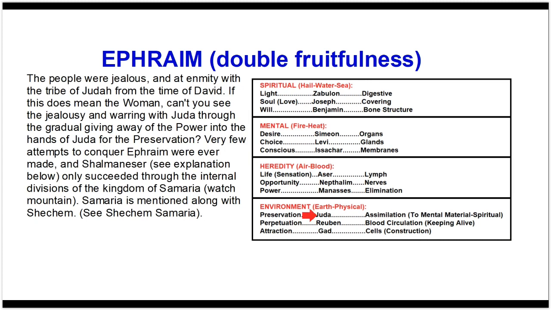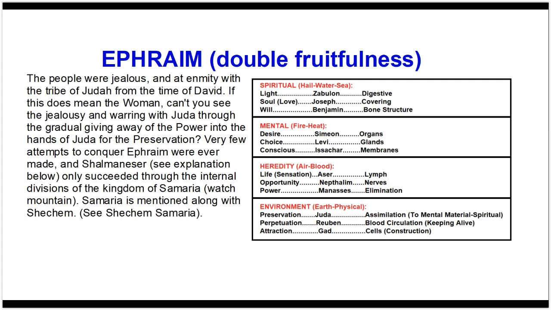The people were jealous, and at enmity with the tribe of Judah from the time of David. If this does mean the woman, can't you see the jealousy and warring with Judah through the gradual giving away of the power into the hands of Judah for the preservation? Very few attempts to conquer Ephraim were ever made, and Shalmaneser, see explanation below, only succeeded through the internal divisions of the kingdom of Samaria, Watch Mountain.